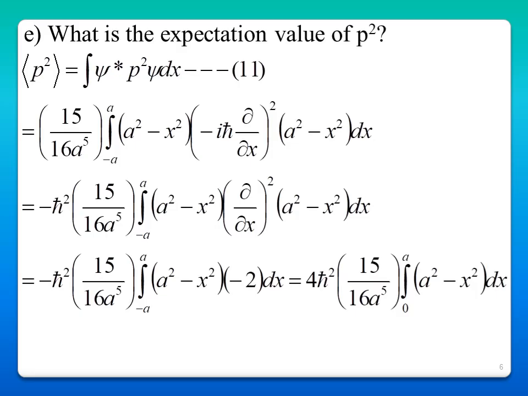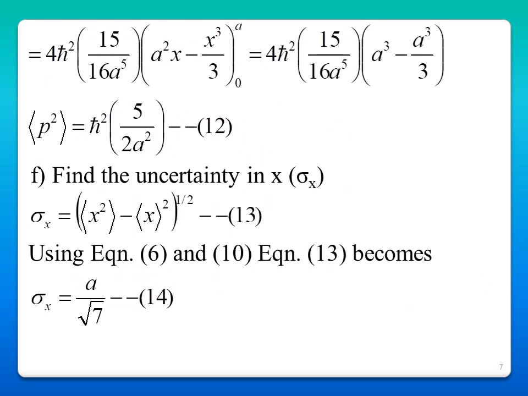So p squared is minus i h cross dou by dou x the whole squared. So you have to differentiate a squared minus x squared twice, and also if you integrate, then we will get the value is 4 h cross squared 15 by 16 a power 5 integral from 0 to a of a squared minus x squared dx. So after integration and substituting the limit, we will get it is equal to h cross squared 5 divided by 2 a squared.